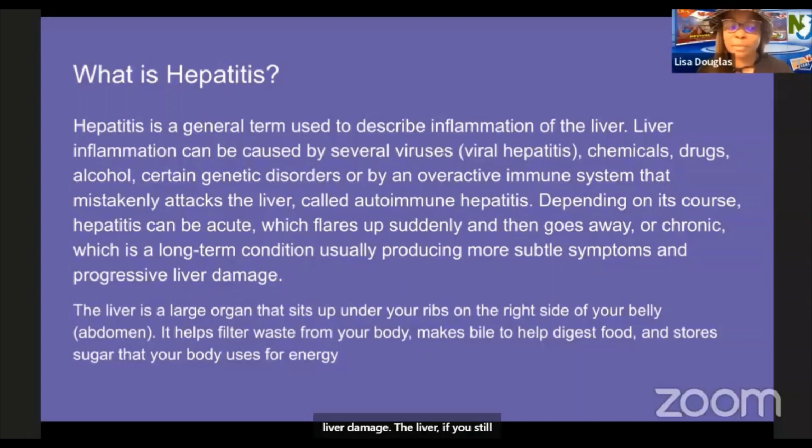The liver, if you don't know, is a large organ that sits up under your ribs on the right side of your belly, your abdomen. It helps to filter waste from your body, makes bile to help digest food, and stores sugar that your body uses for energy.